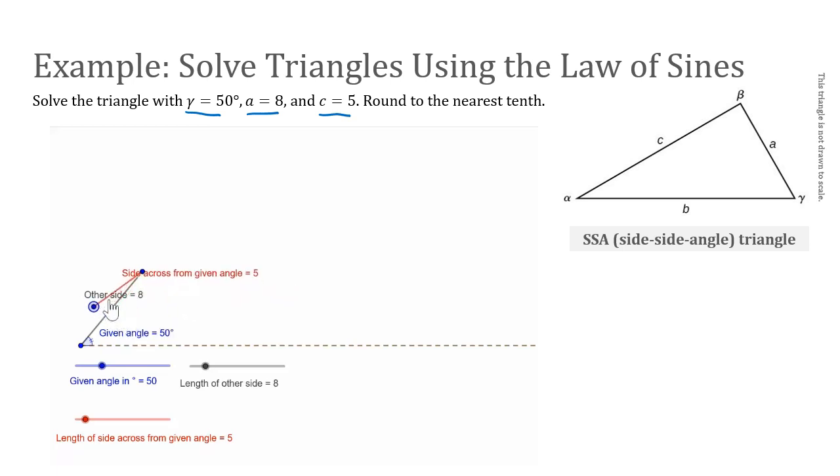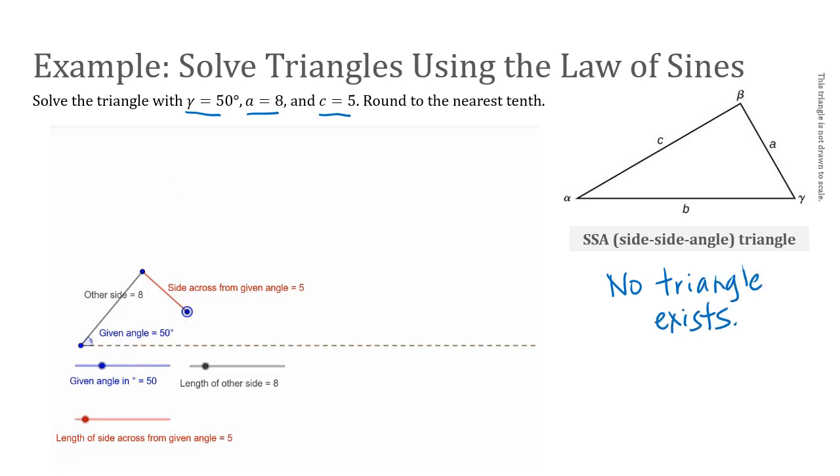And you can see in this little image or this video that the side across from the given angle, it's just too short. It can't make it to that third side. And that's why in this scenario, we said that no triangle exists. So using side-side angle, we have no triangle existing on this example. The example before this, we saw that one triangle existed. Let's look at one more example.